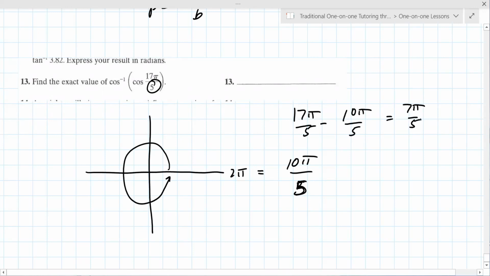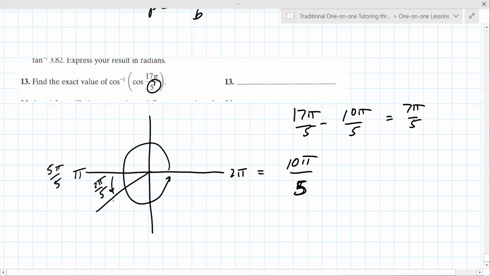All right. Now, 7 pi over 5, where is that? Well, this is really pi, so it's really 5 pi over 5. So it's somewhere just past that. Like you go all the way around and then you go right to that point right there. So this little angle here is 2 pi over 5.